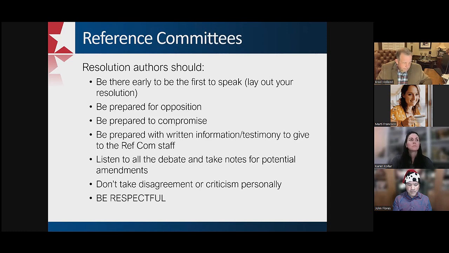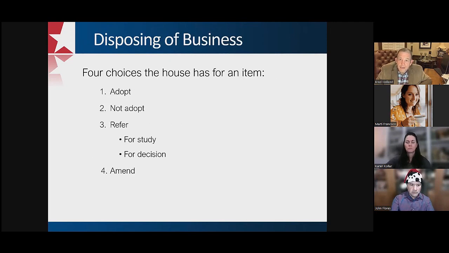All right. Then, as we talked about, passing or failing is not the only possibility out of the House. We can adopt a resolution. That's fairly straightforward. Not adopt, voting it down. But then it can also be referred, and that is a very common pathway for resolutions.